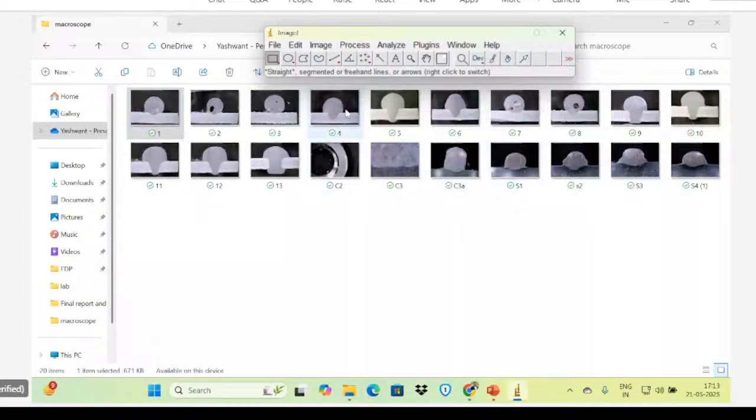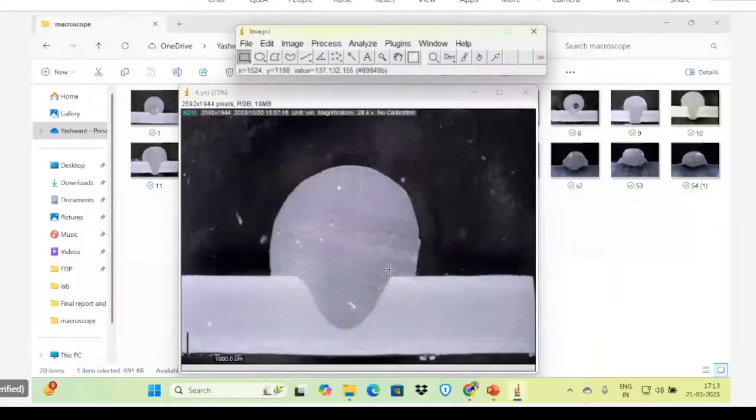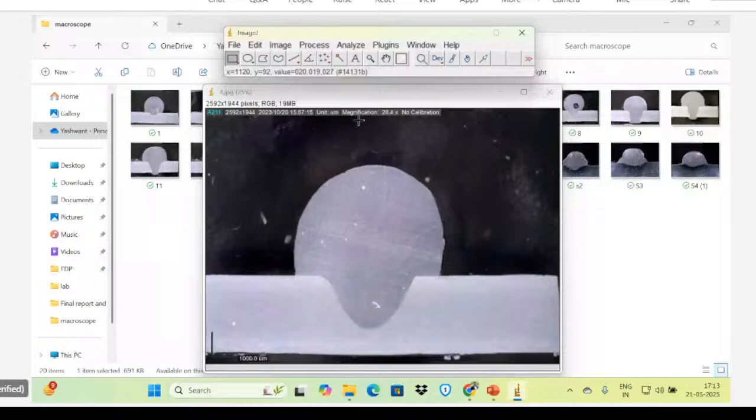Suppose I am taking one image and dropping it in. You can see the image has been opened in the software, and now we have to calculate the contact angle, the area, and the weld width. The first step is to set the scale bar. Without a scale bar, you can't study any image.